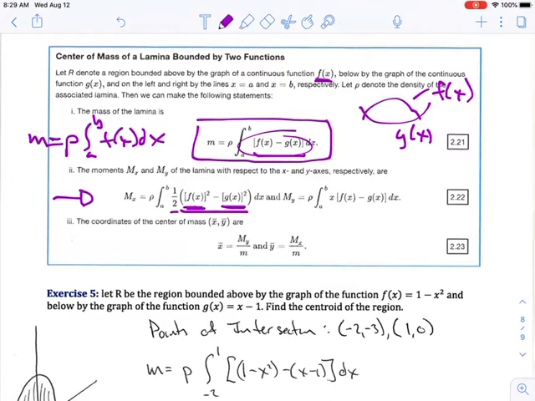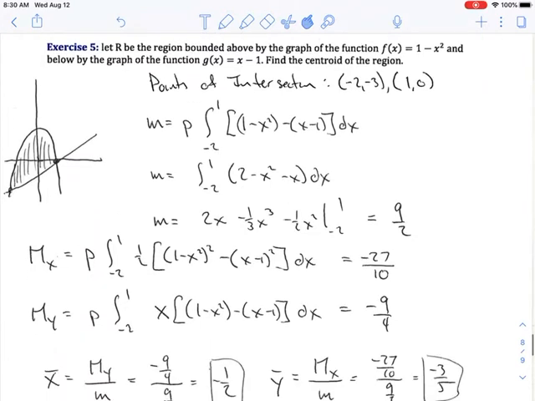And then, of course, the moment about the y-axis, M sub y, is rho times the integral from a to b of x times f of x. Now it's x times f of x minus g of x. So it's x times the difference between the function above minus the function below. And then, of course, the coordinates of the center of mass use the same formulas. So we just have to find the difference between our functions. That's pretty much the significant difference here. So let's take a look at our first example.